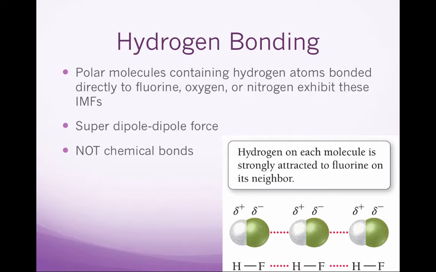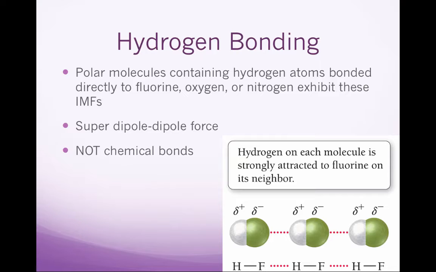Next is hydrogen bonding. Hydrogen bonding is kind of a misnomer. This is not a type of chemical bond. It's an IMF. And these are kind of like super dipole-dipole forces. So same idea that they're permanent dipoles attracted to each other, but this is a special type of that. It's when polar molecules contain hydrogen atoms bonded directly to fluorine, oxygen, or nitrogen. Those molecules will exhibit this type of IMF.